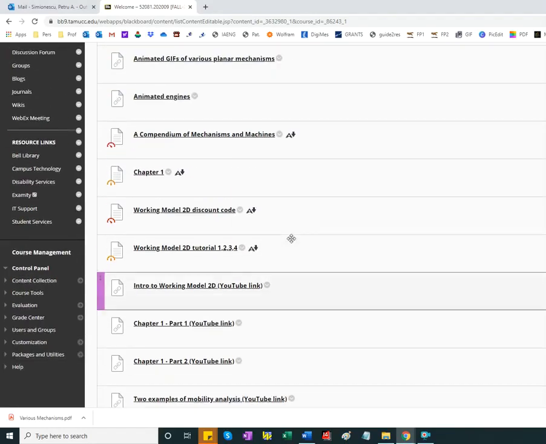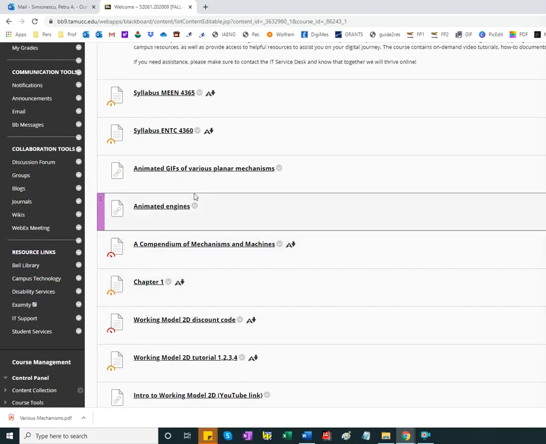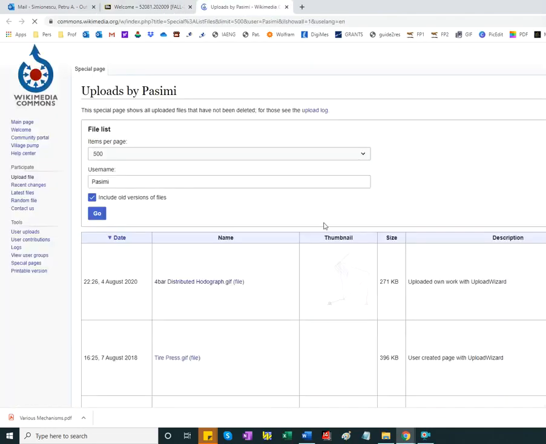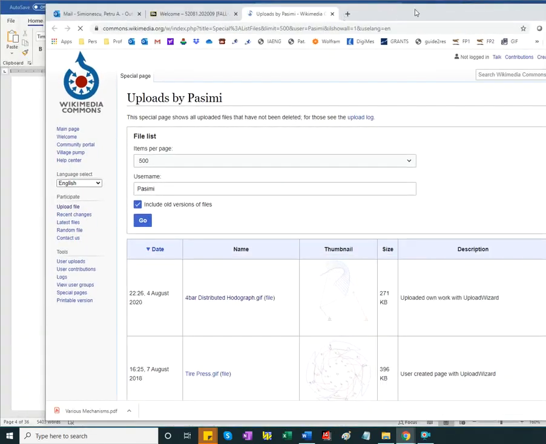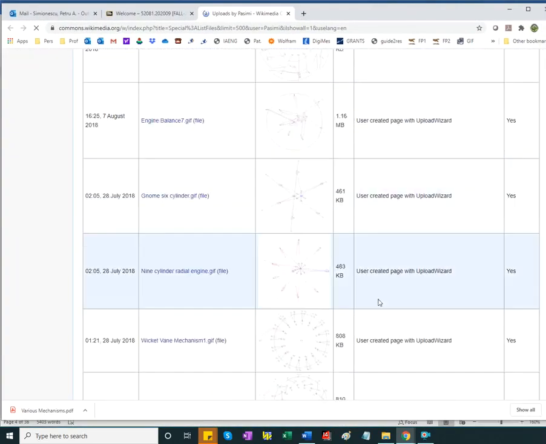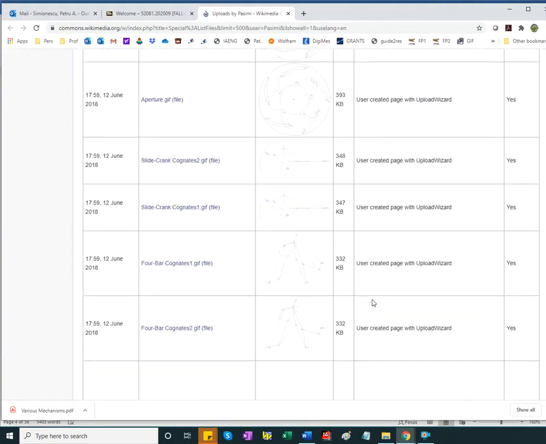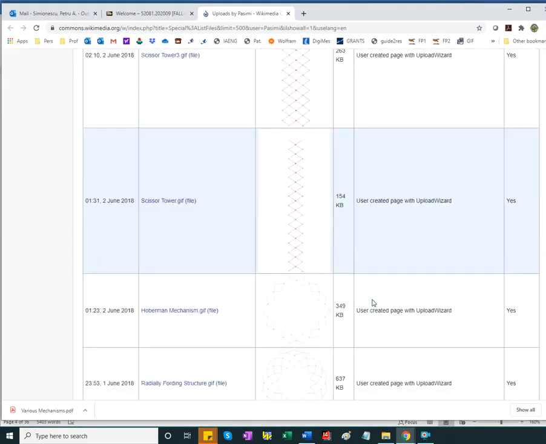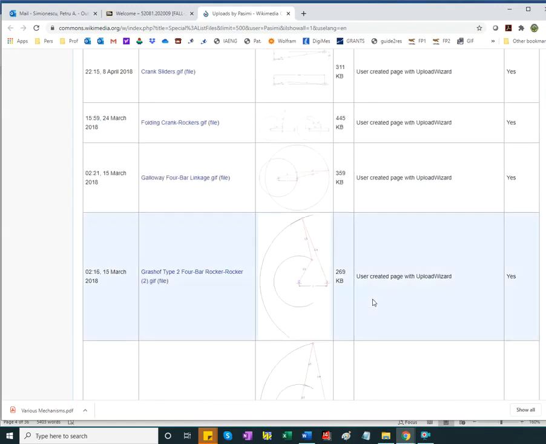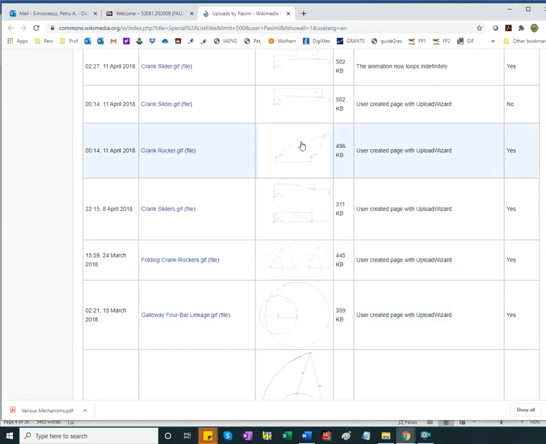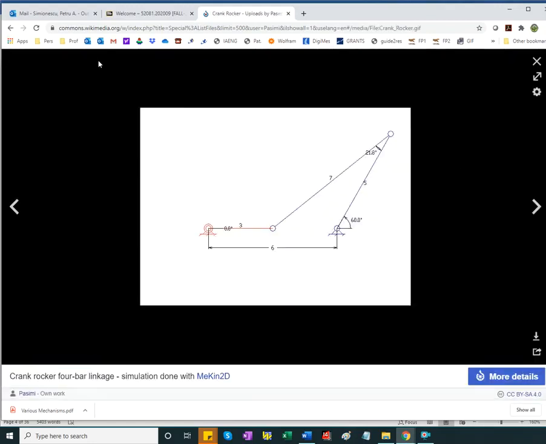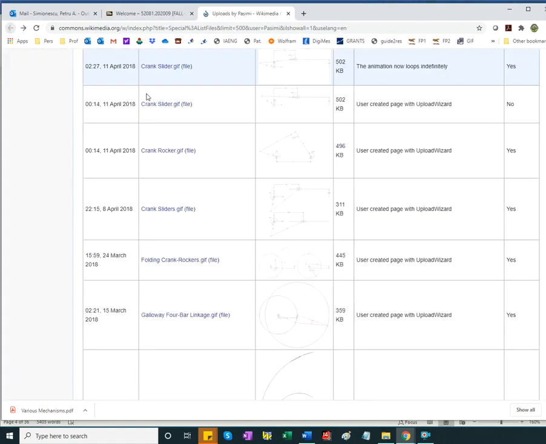So on Blackboard there are animated GIFs of various mechanisms. I provided here a link. These are my Wikimedia Commons uploads, and I do have the 4-bar mechanism listed. We'll go back to this. It shows the limit positions when discussing limit positions.